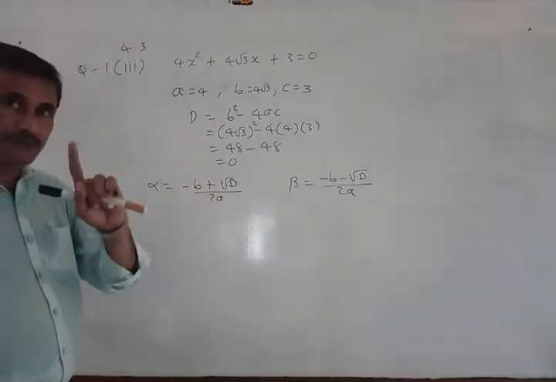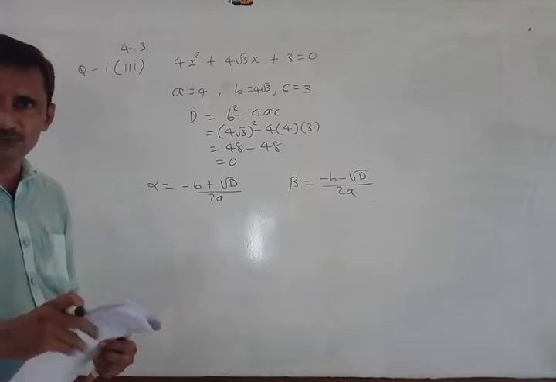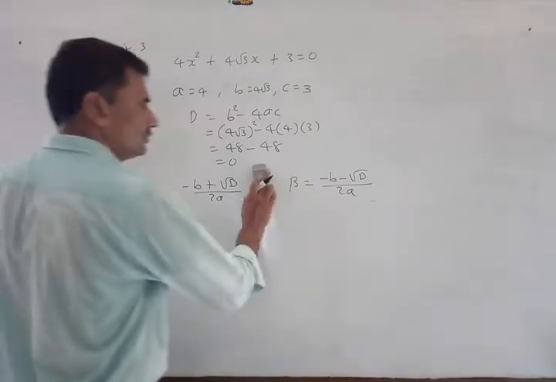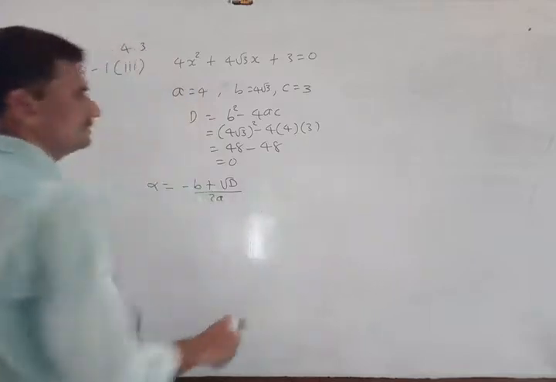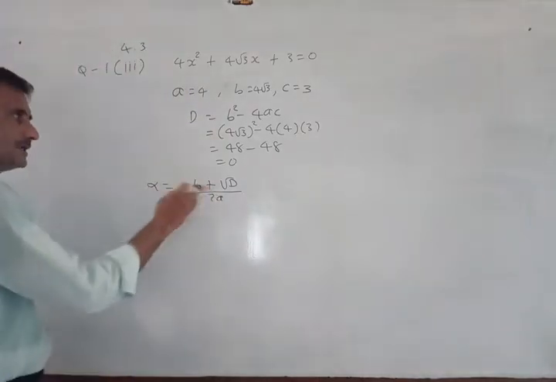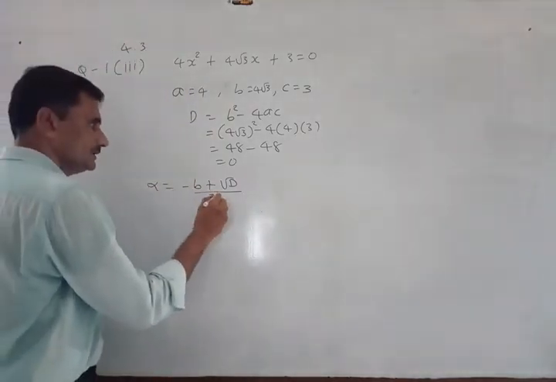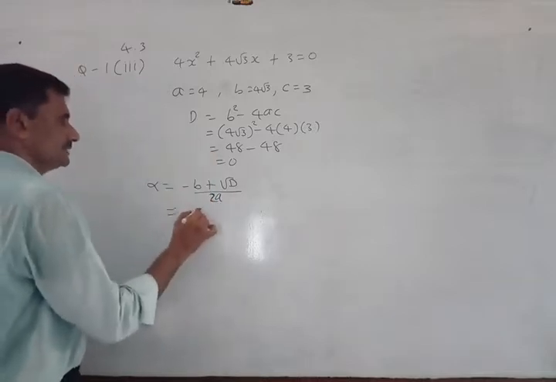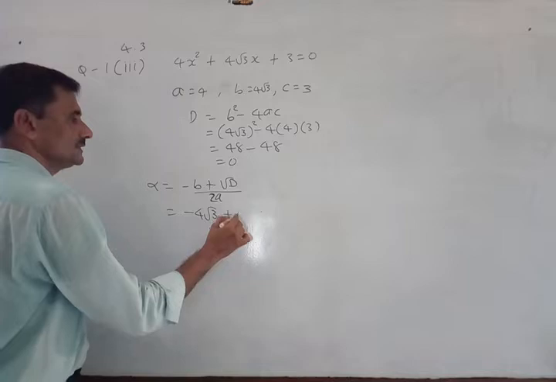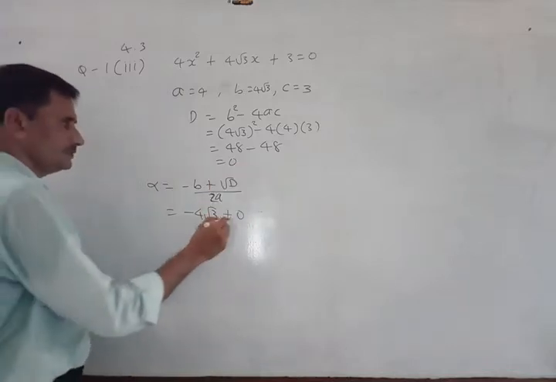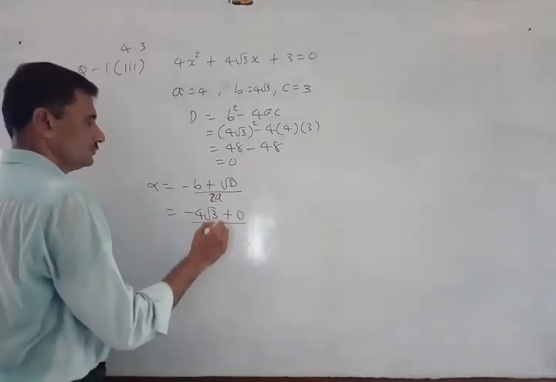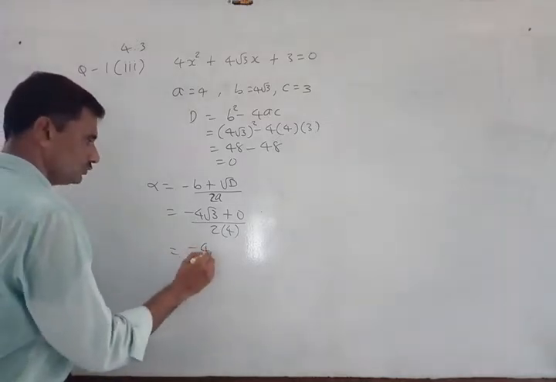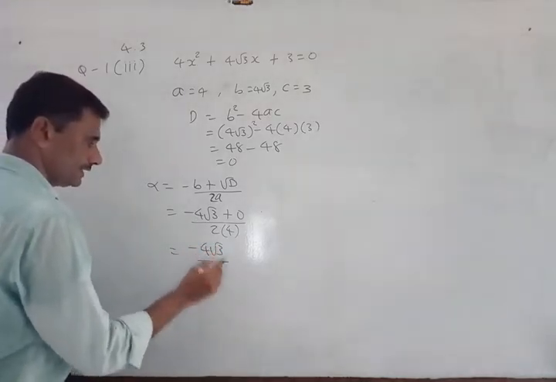D equal to 0 means no distinct roots, but it will be the same one. So now no need to write two different alpha, beta or two different x. Just write this way: minus b means minus 4 root 3 plus 0, because root of 0 will be 0, and 2 into 4. So it will be minus 4 root 3 upon 8.